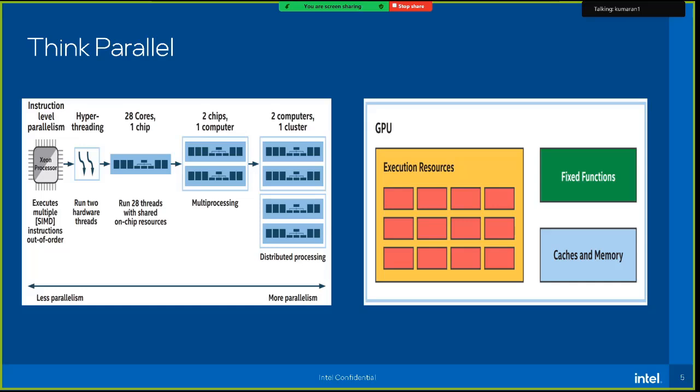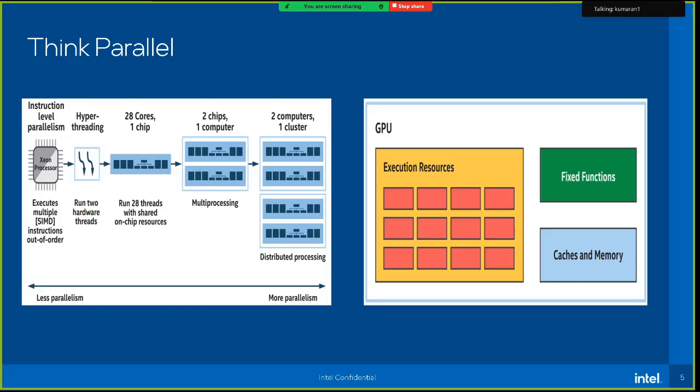On the right hand side, you see the GPU execution model. This is a very simplified model that I have drawn. Here you see the execution resources. These are very small processors, but there are thousands of such processors on the GPU. And then you have fixed function blocks. Every vendor is trying to differentiate themselves by providing fixed function blocks. Let's say matrix multiplication is a very important operation today, so they will write purpose built logic for doing the matrix multiplication.